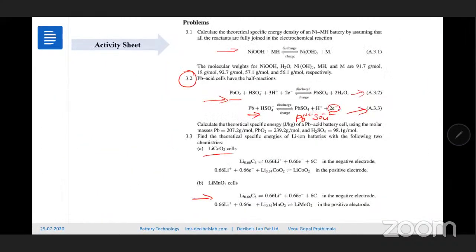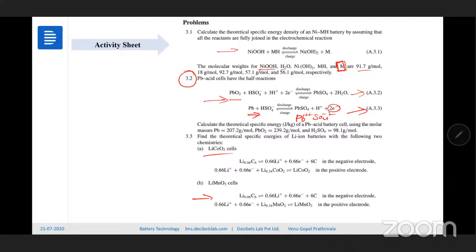So if you look at the question, calculate the theoretical specific energy density of a nickel metal hydride battery by assuming all the reactions are fully joined. The molecular weights of nickel oxyhydroxide, water, nickel hydroxide, MH, and M are given. For M, it is 91.7 gram per mole. Okay, so for nickel oxyhydroxide, it is 91.7.